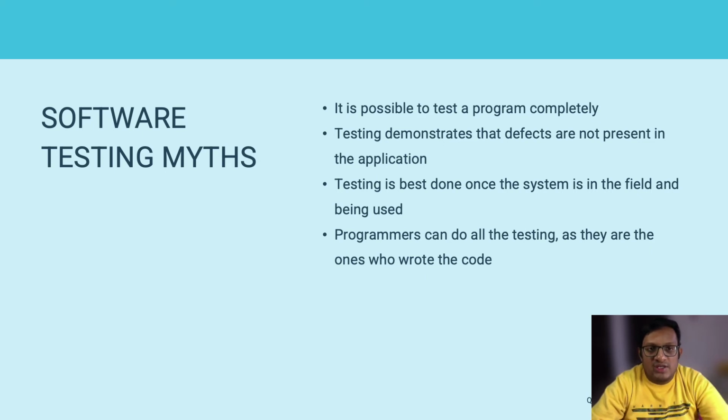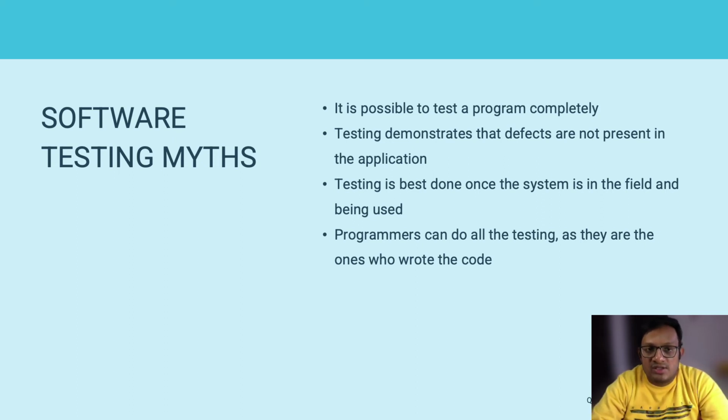Coming to the second one, testing demonstrates that defects are not present in the application. This is the complete opposite of what the role of a QA tester is. Testing is something that demonstrates the presence of bugs in the application, and the role of the QA tester is to find these defects and get them fixed.